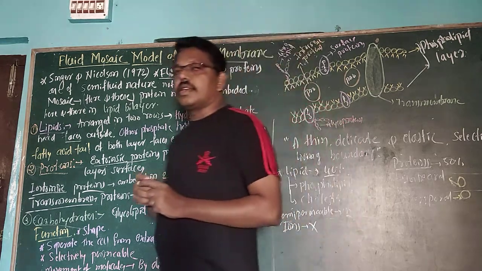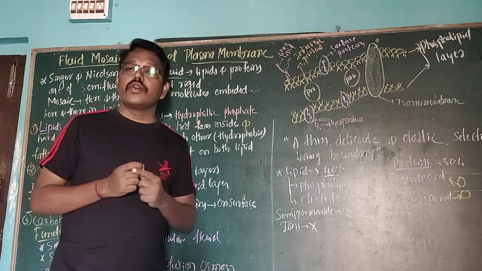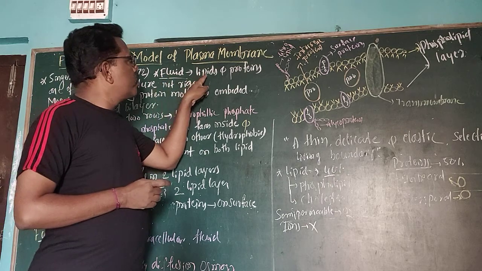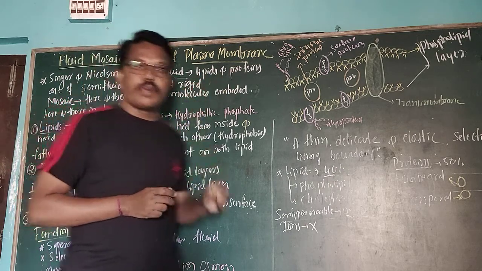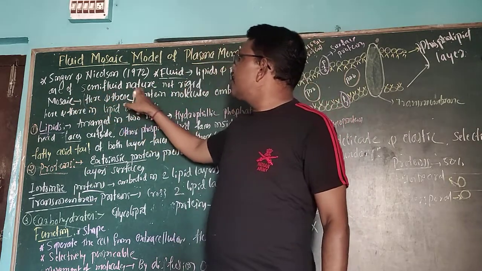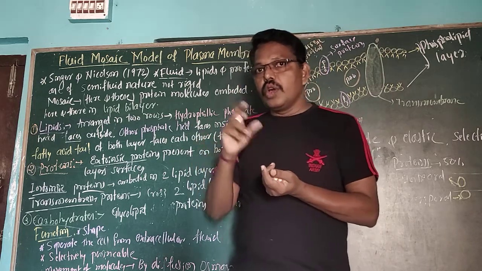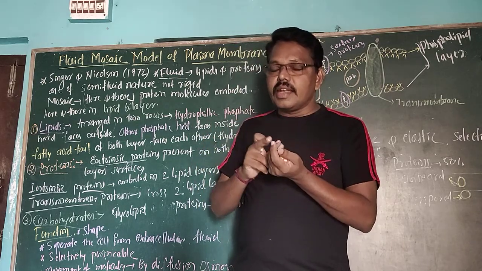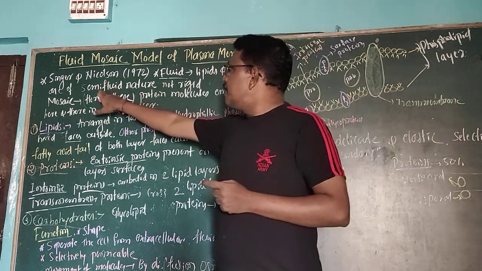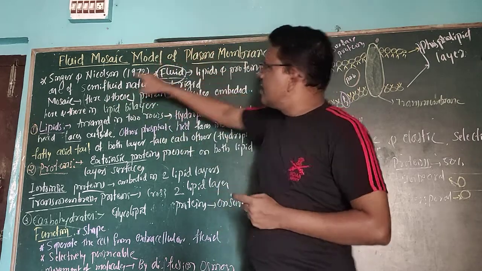Then what do we mean by the fluid mosaic model of the plasma membrane? What is referred to as fluid, and what is referred to as mosaic? Fluid is a combination of lipid as well as protein. These are semi-fluid in nature. They are not rigid. Within the plasma membrane, lipids and proteins are present, and they are semi-fluid in nature. Hence we can call it fluid.